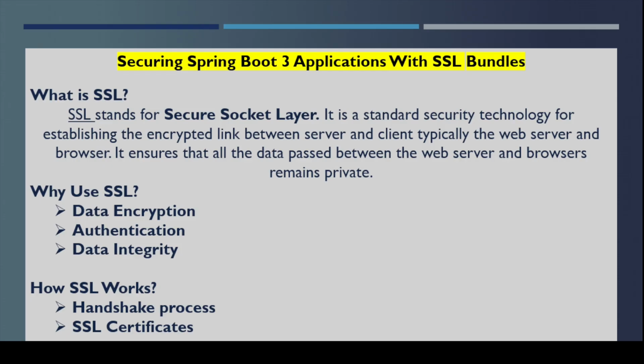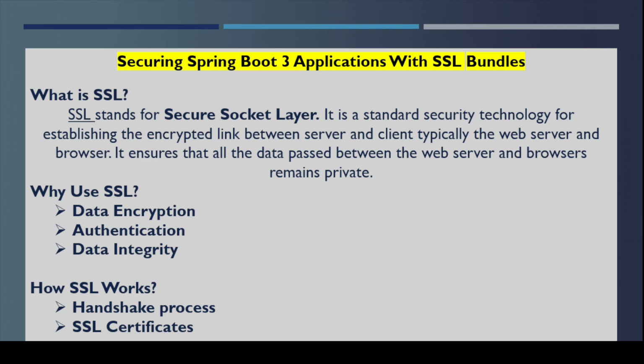So how does SSL work? There are two working mechanisms for SSL. One is the handshake process. When we send a connect request to the web server, the server sends a copy of its SSL certificate to the browser, and the browser checks whether it is a trusted server or not using that SSL certificate. Then the server sends back a digitally signed acknowledgement to start the SSL encryption, and then encrypted data is shared between the browser and server.